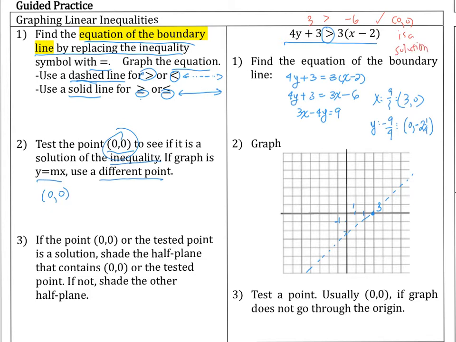Therefore, I'm going to shade everything above the boundary line that includes the point 0, 0. So thirdly, what I just did here: if the point 0, 0 or the tested point is a solution, shade the half plane that contains 0, 0 or the tested point. If not, shade the other half plane.